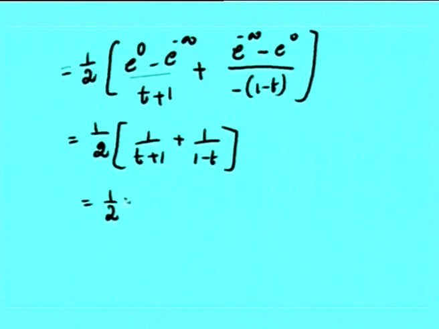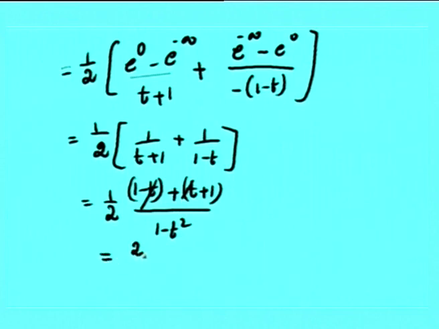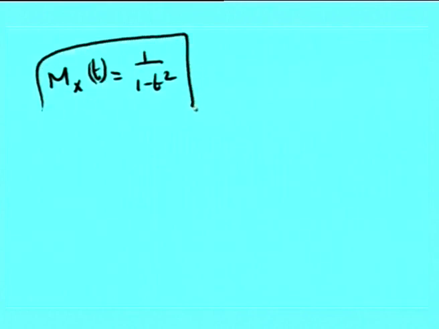It is 1 by 2, 1 minus t plus t plus 1, t gets cancelled and it is written as 1 plus t into 1 minus t, a plus b into a minus b is a square minus b square. So, 1 minus t square, t gets cancelled, you have 2 by 2 into 1 minus t square which is equal to 1 by 1 minus t square. Hence, you have proved mx of t is equal to 1 by 1 minus t square.